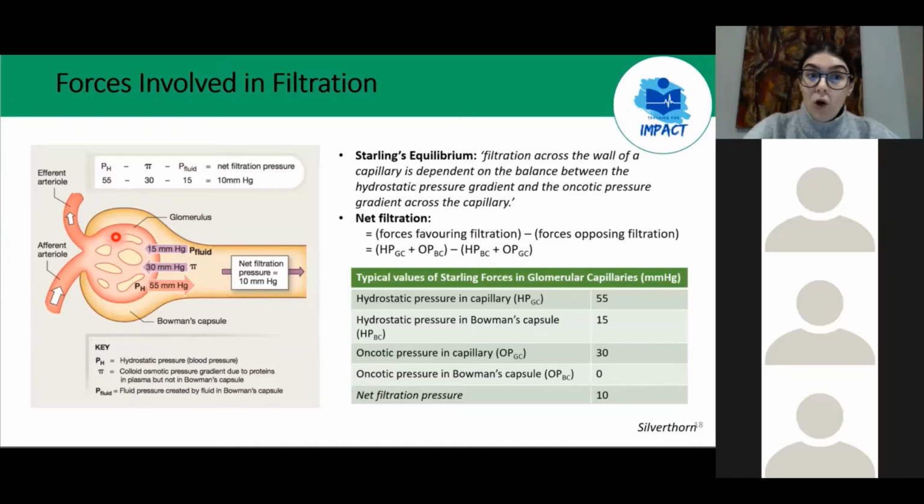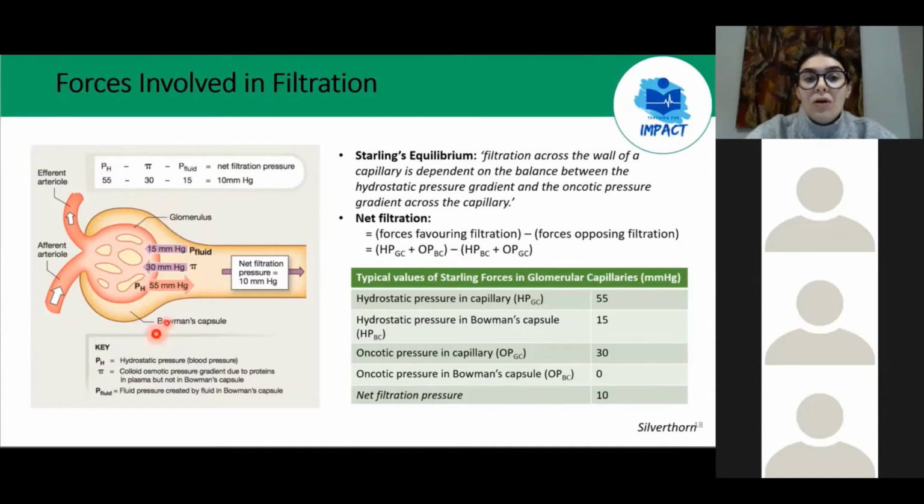We also have oncotic pressure in the capillary. And remember, oncotic pressure wants to suck stuff in. That is composed of all of the proteins that are hanging out in the blood in this capillary that are trying to suck water back from the Bowman's space into the glomerulus.